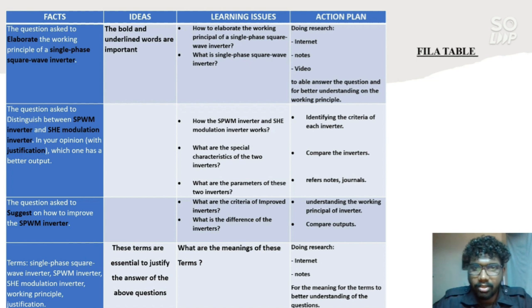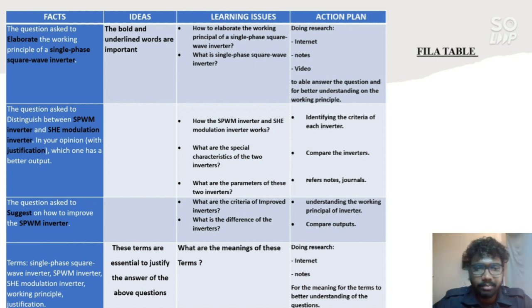So the learning issues here was how the SPWM inverter and SHE modulation inverter work. Another one is what are the special characteristics of the two inverters? What are the parameters of these two inverters? To tackle the issues, we identify the criteria of each inverter, compare the inverters, and for more confirmation, we refer to some notes and journals. And the last question was suggest on how to improve the SPWM inverter. The learning issues are what are the criteria of improved inverters? What are the differences of the inverters? The action plan here was understanding the working principle of inverters and comparing outputs.